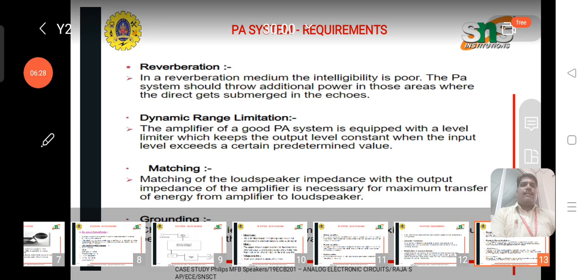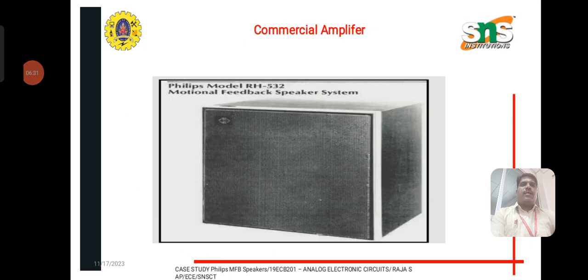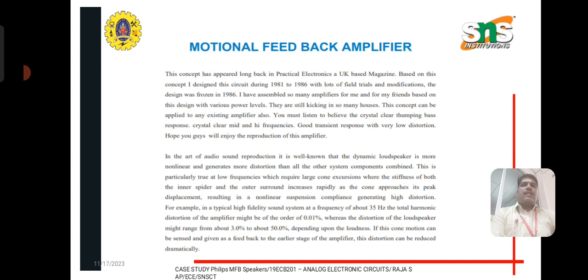In general, all these PA concepts are implemented in the Philips model RH532 speaker, which is the first speaker implemented with a feedback supporting system. This gives some importance to the motional feedback amplifier. It was first used from 1981 to 1986. This feedback is applicable in the old speaker generation, but now, due to the invention of ICs, transistors and MOSFET ICs, these feedbacks are not used. Now we are using IC-based amplifiers.